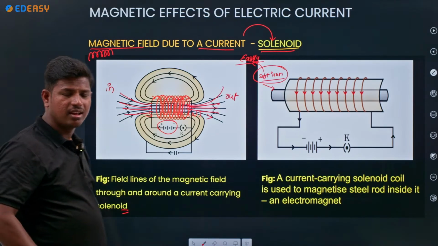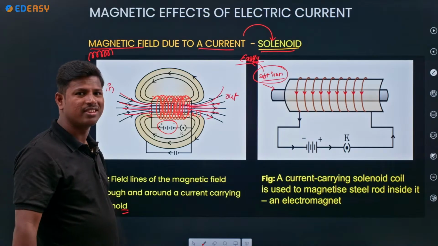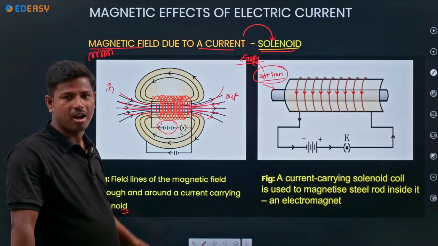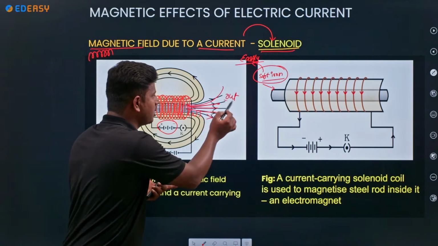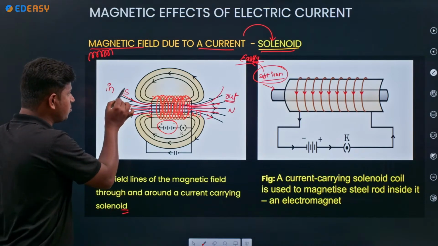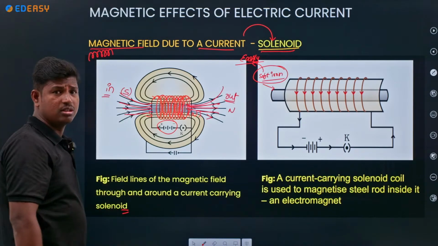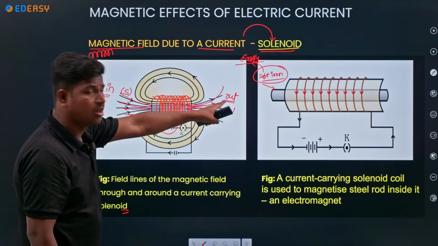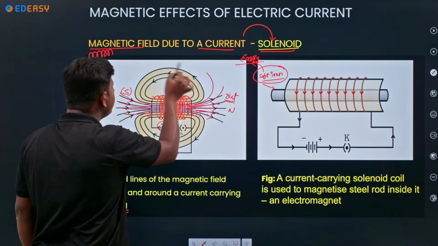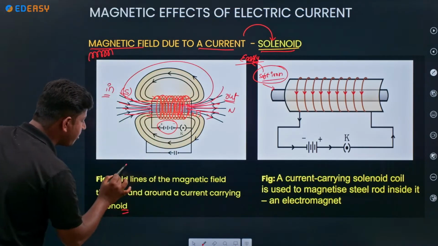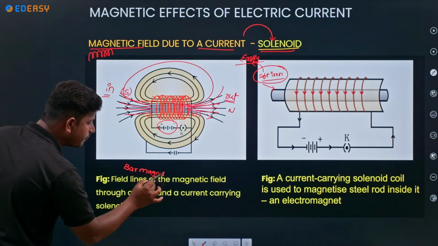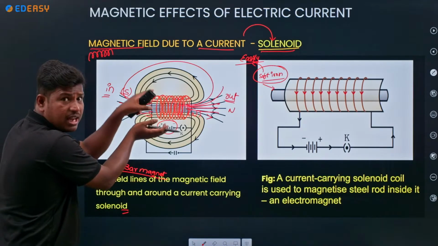Where do you see this? From the comment section, we got the answer. Bar magnet. In a bar magnet, the magnetic field lines outside, which pole? North pole. Magnetic field lines inside, which pole? South pole. Out, north pole. In, south pole. So it is behaving like a bar magnet.